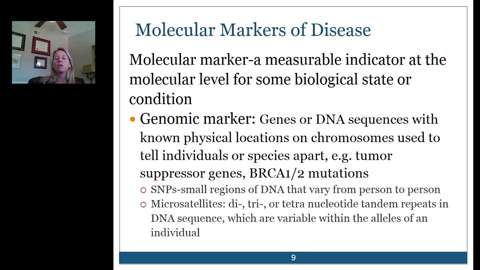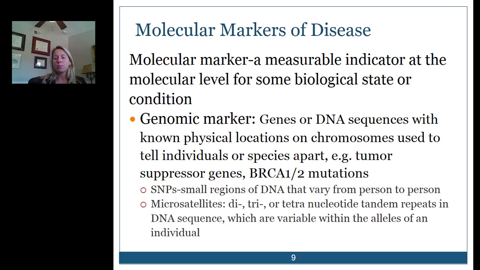So the first category of molecular marker I want to discuss is the genomic. These are genes or DNA sequences with known physical locations on the chromosome that we use to determine if individuals, or sometimes even species, differ. An example would be a tumor suppressor gene located on a known locus of the chromosome. We also can talk about the breast cancer 1 and 2 genes, which can mutate, and then that confers an increased risk of breast cancer.